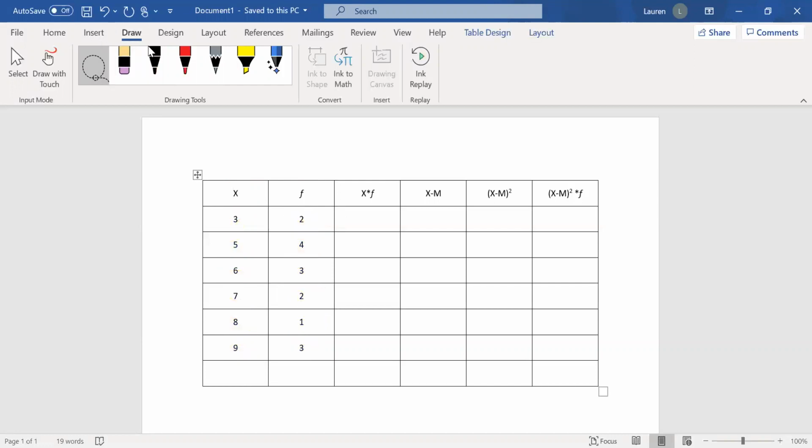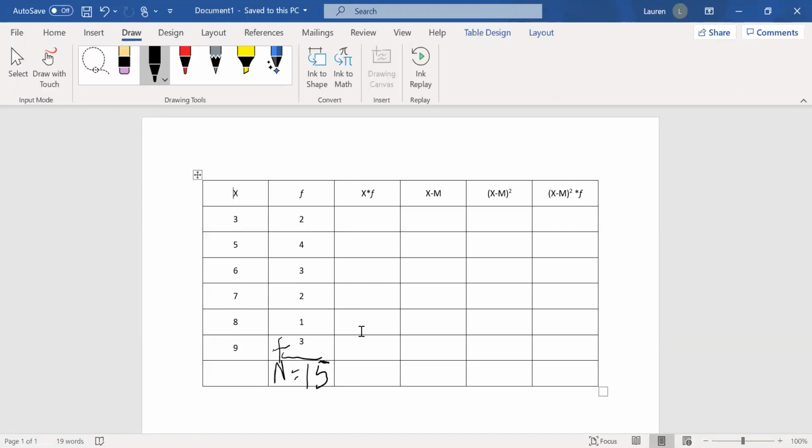So what we can do is add up all of our frequencies to give us our total sample size. This would be our total n. So I could add up 2 + 4 + 3 + 2 + 1 + 3 to give us a total sample size of 15. So adding up our frequencies gives us the sample size. It does not give us the total sum of X.